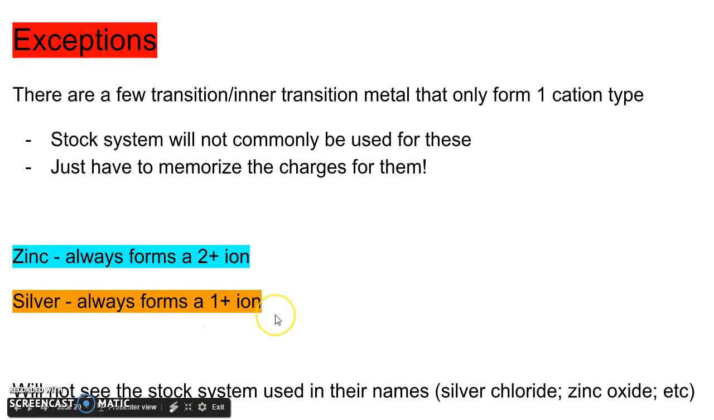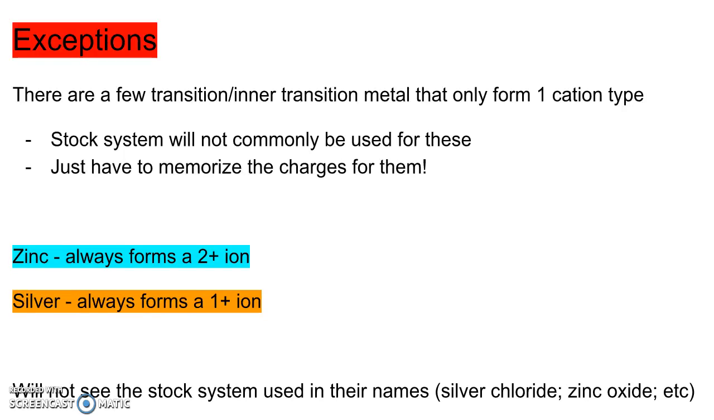Silver always forms a 1+ ion. So again, the same thing. They probably won't use the stock system a lot for silver. You can use it, it's perfectly fine, but you're going to see it a lot of times not used just because silver only forms a 1+ ion. When you have a metal that only forms one cation, there's really no purpose to using the stock system at that point.